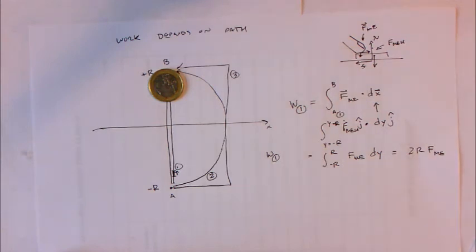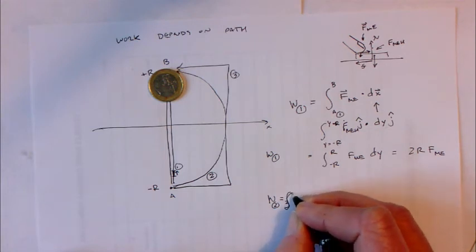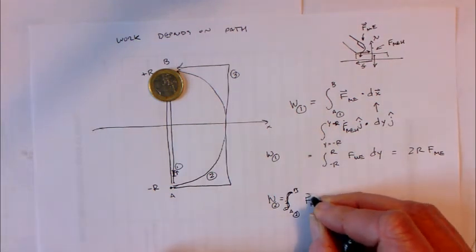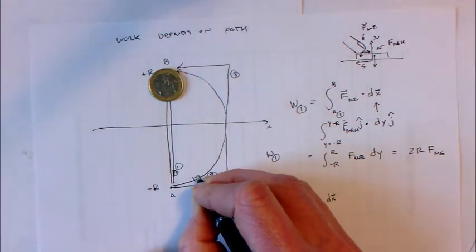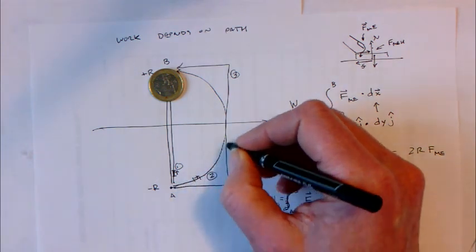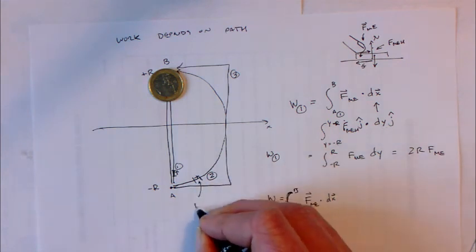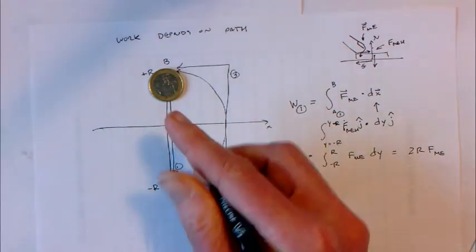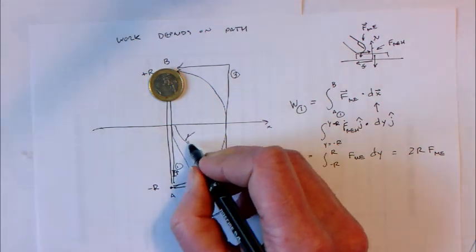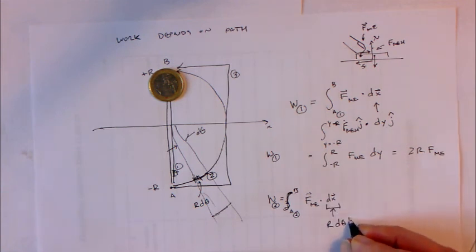If we do option number two along the semicircle, the work is the integral from A to B along path number two of F me dot dx vector, but dx vector is now this little chunk of the path. The easiest way to think about that is to imagine that I'm changing my theta value as I move along the path. If I change theta by an amount d theta, this little length is the radius times d theta, because if I make the radius bigger, the length of the arc increases. So dx in this vector is simply going to be r times d theta times theta hat.